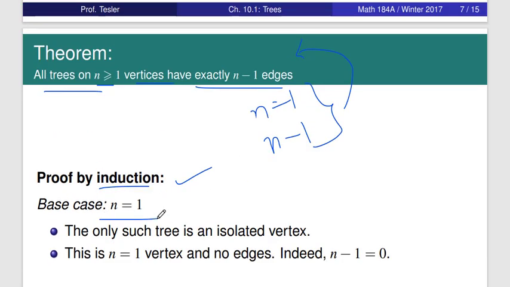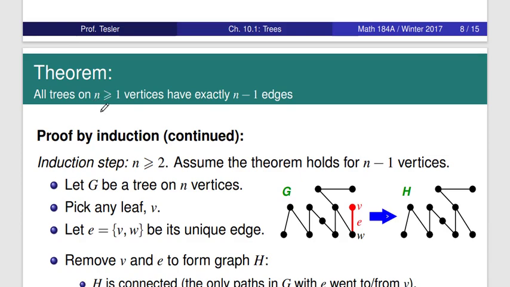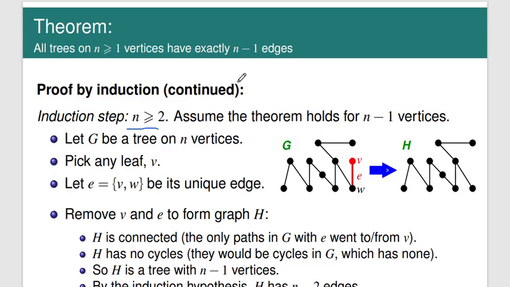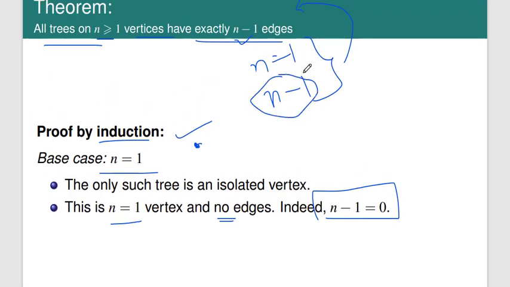Let's say n is equal to 1 first of all. So the only such tree is an isolated vertex, with no edges, so zero edges. So we have n equal to 1 vertex and 0 edges, so we can say that n minus 1 edges is true. Then next we have to find out that it's true for 2 or more. Assume that the theorem holds for n minus 1 vertices. Like this we have to assume that it is true for n minus 1 vertices.